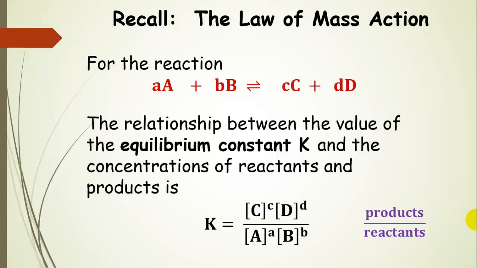Now, we discussed this equation in context of the law of mass action. And so we demonstrated and discussed the relationship between the value of the equilibrium constant K and the concentrations of products and reactants. And also remember that these powers are the coefficients in our generalized reaction. This is the equilibrium constant expression, and it's always products over reactants.